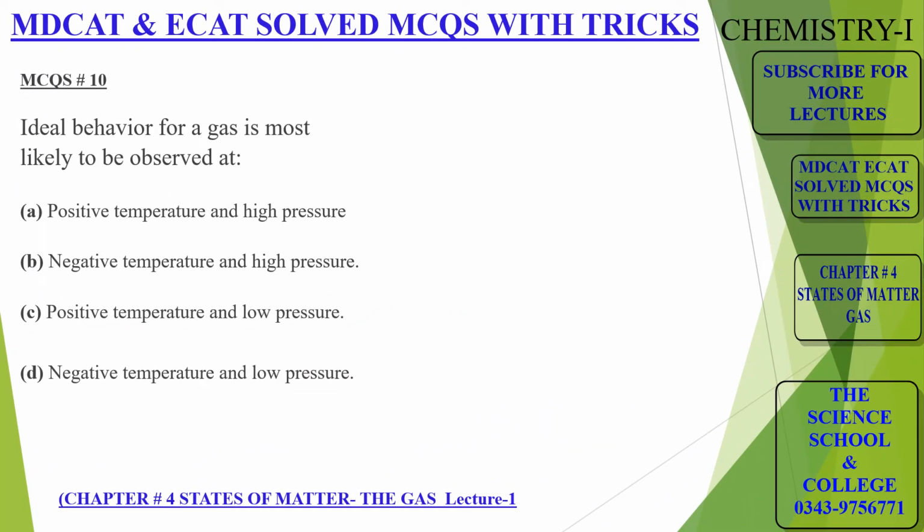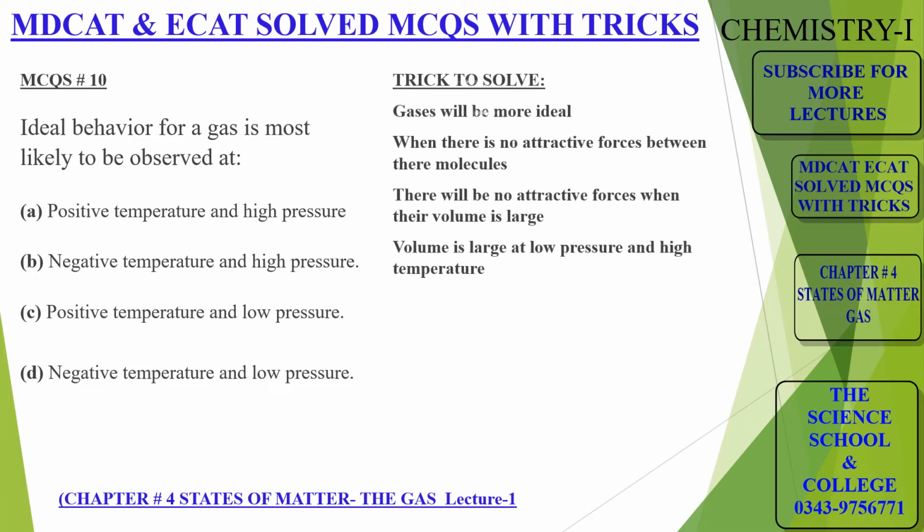MCQ number 10: ideal behavior of a gas is most likely to be observed at which condition? Option A is positive temperature and high pressure. Option B is negative temperature and high pressure. Option C is positive temperature and low pressure. Option D is negative temperature and low pressure.